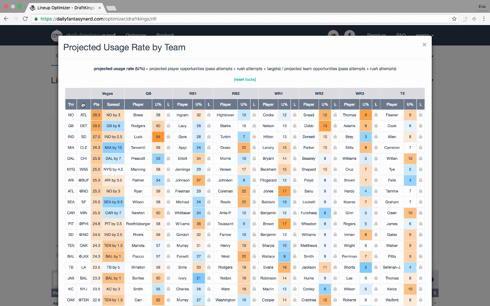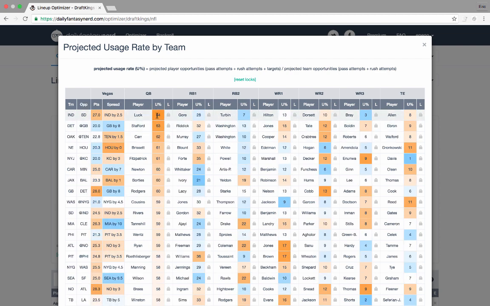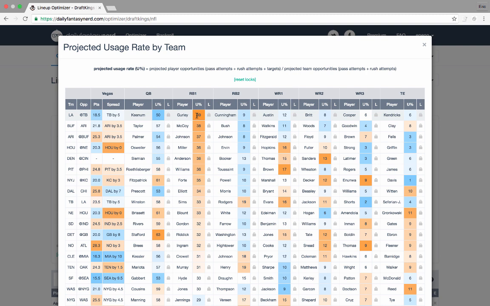You can also sort by all of these columns, so you can sort by the usage rate. And so you can quickly find out which quarterbacks tend to have a higher percentage of their offensive output. You can also find out which running backs fall in that category as well. Gurley here might not be a great play, even though he has high usage. The fact that they're going to be behind implies that there might be a little bit more passing at the end. That's why you want to focus on teams that are going to be ahead. So David Johnson here could be a good play.